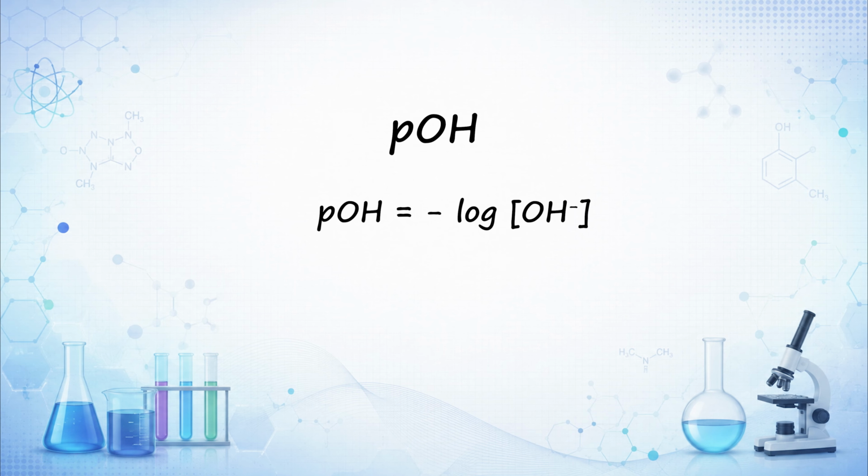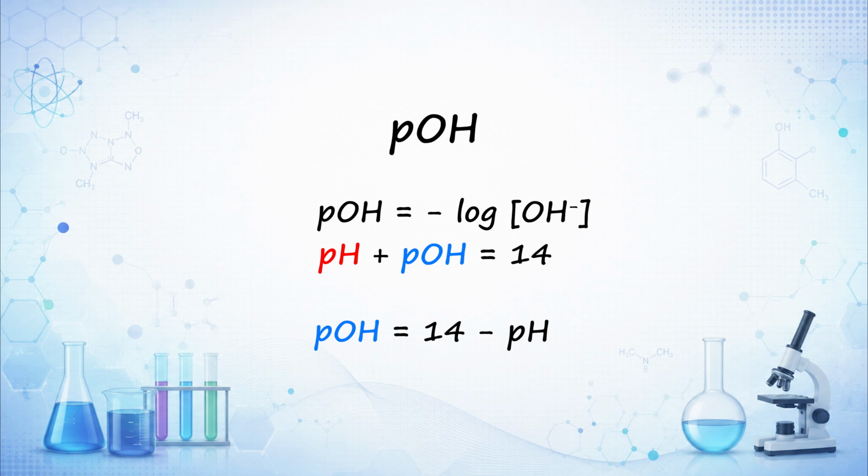I mentioned earlier that pH plus pOH equals 14. So if we subtract the value of pH from 14, we get the value of pOH. And if we subtract the value of pOH from 14, we get the value of pH. So we can use both pH and pOH for acids and bases simultaneously.